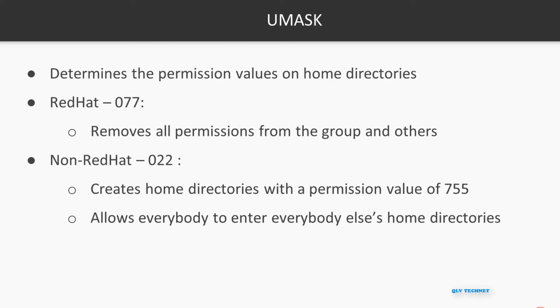Red Hat type distros have it configured with the 077 value, which removes all permissions from the group and others. Non-Red Hat distros usually have a umask value of 022, which creates home directories with a permissions value of 755. This allows everybody to enter everybody else's home directories and access each other's files.